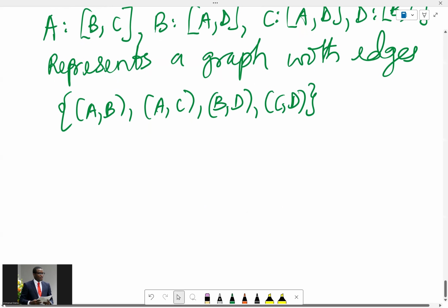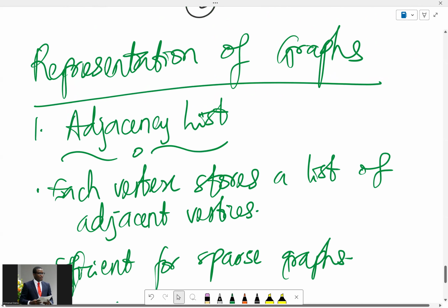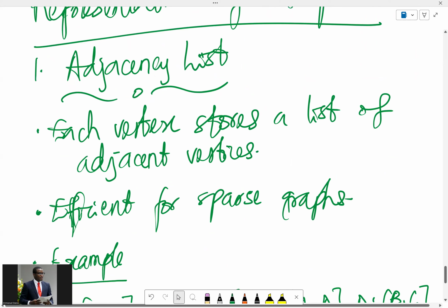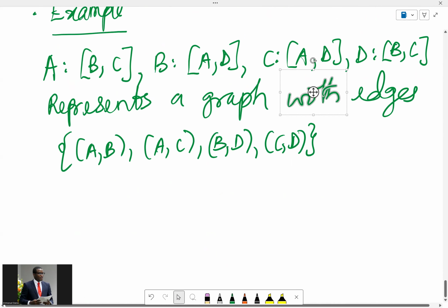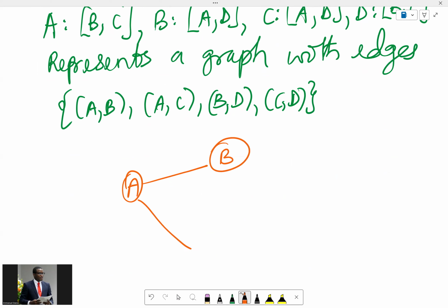So we can try to draw that. If we try to make that out, it'll be something like this. Let's say you have A. So A is connected to B. A is also connected to C. And then you have B, which is connected to D. So let's say this is D. So B is connected to D. And then you have C, which is connected to D.